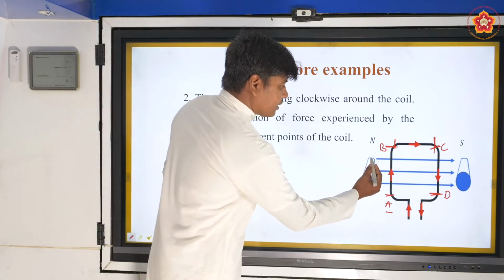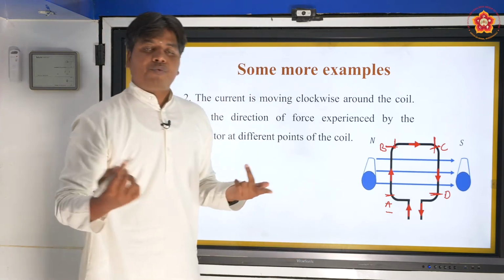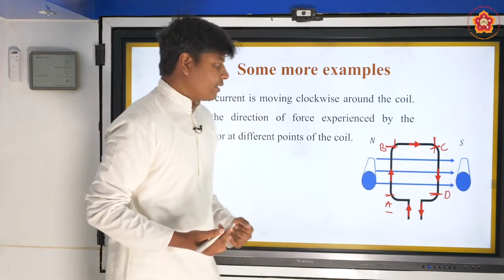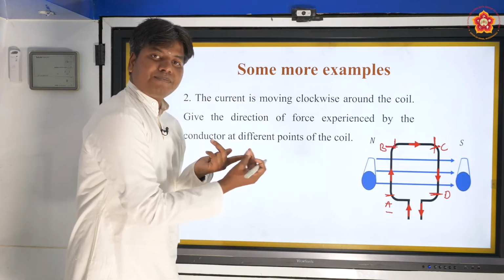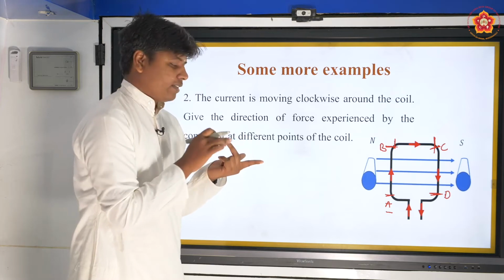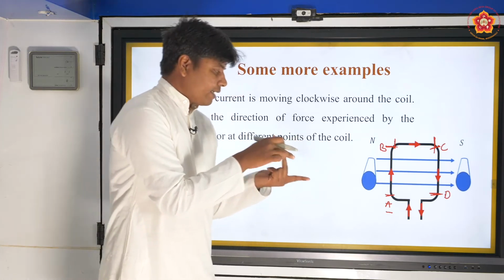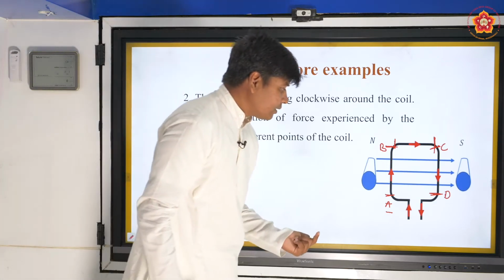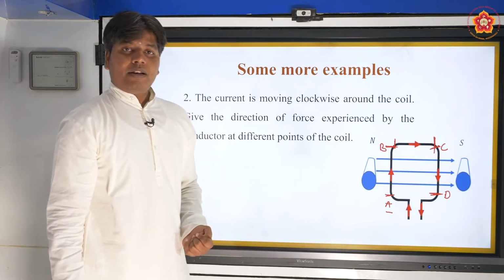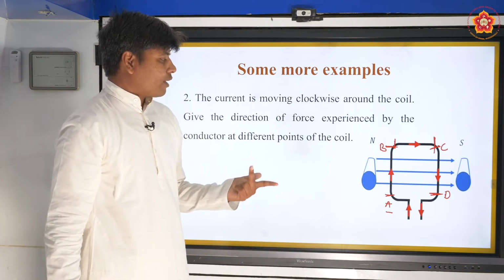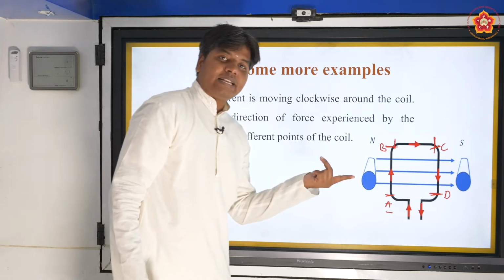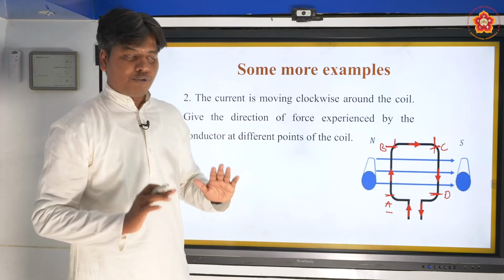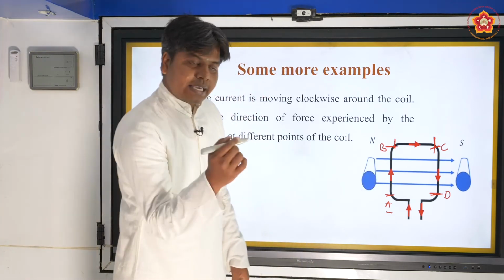North pole is here, south pole is on the right side. How does the north pole field line direction go? From north to south, right? So this gives you the magnetic field direction. Forefinger is giving you the magnetic field direction and this is giving you the current direction. Now unfold this thumb. What happens? It will go inside. So this AB is experiencing a force due to this magnetic field inside the board.